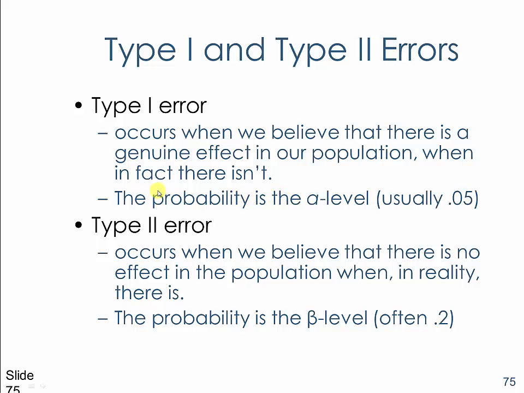And then the type 2 error occurs when we believe that there is no effect in the population when in reality there is. Remember, that's the not rule, meaning it's not true and we should not reject the null hypothesis. The probability of this occurrence is the beta level, and it's often 0.2.